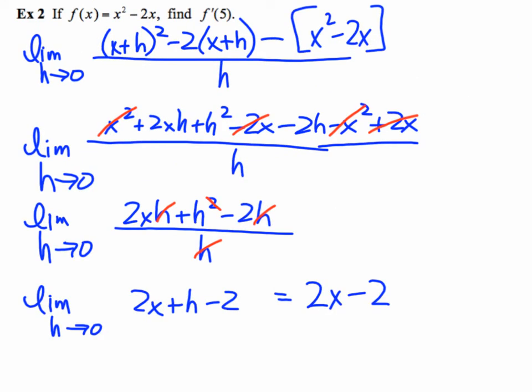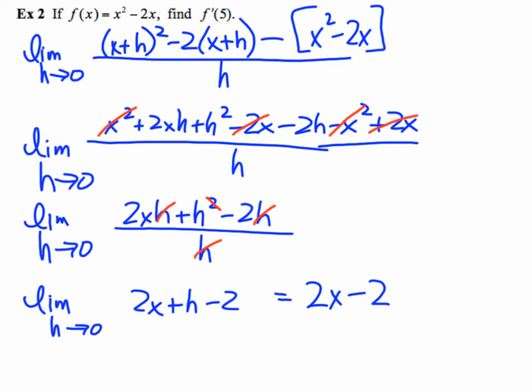If f of x equals x squared minus 2x, we're going to find the f prime of 5. So first we're going to do the derivative, and then we'll sub in 5 in the end. So in the x, you're going to plug in x plus h squared minus 2 times x plus h minus the original equation of f of x all over h.